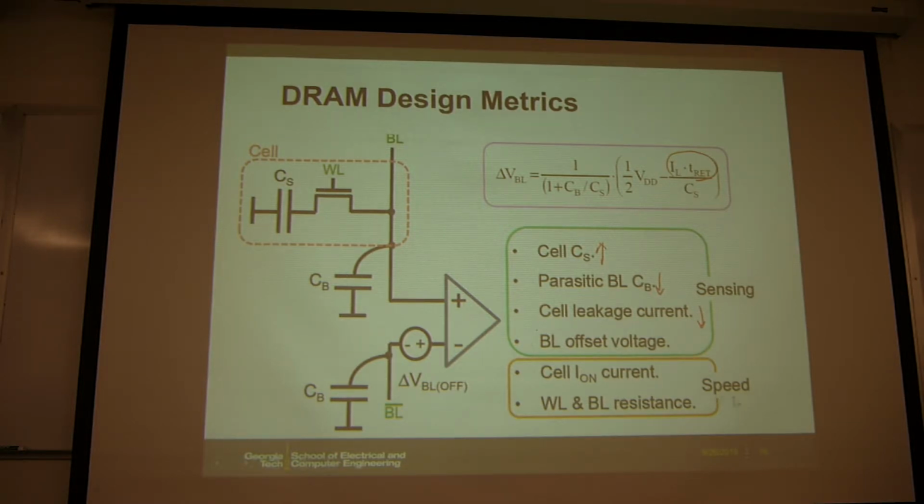And then the sensing speed is mostly determined by the transistor's on current for this access transistor. And then of course the parasitics like the wordline resistances. So those are the parameters that will impact those metrics like the sense margin and the speed.